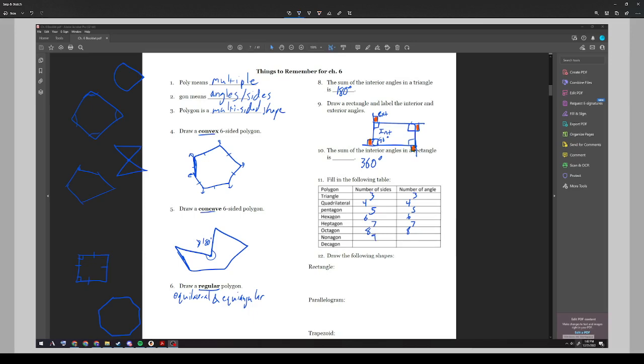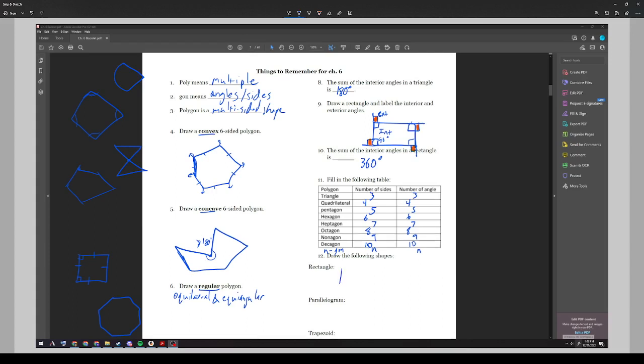Nonagon is 9, and decagon is 10. And also recall that for bigger shapes, we can just call it an n-gon. So an n-gon has n sides and n angles. So we can use that to represent a 20-sided or 30 or 37-sided shape. Okay, draw the following shapes.